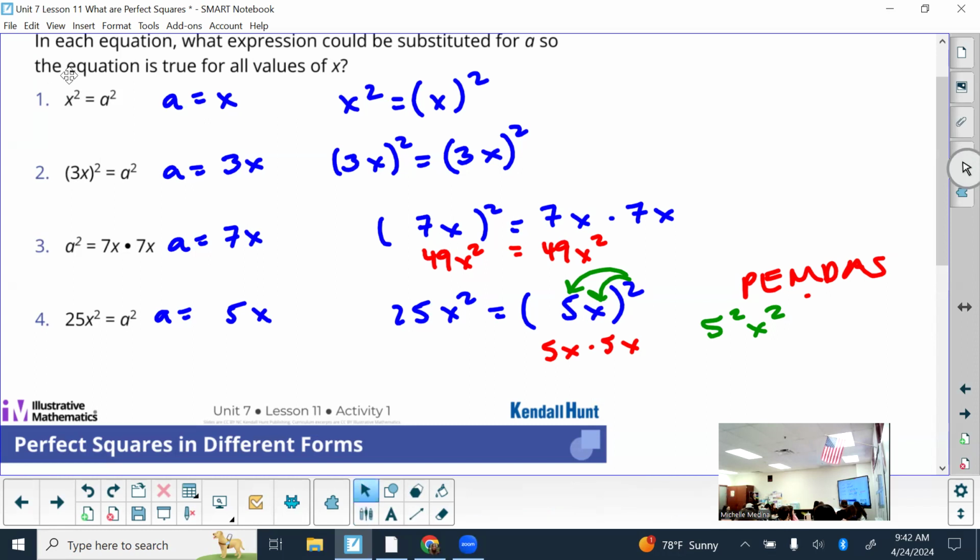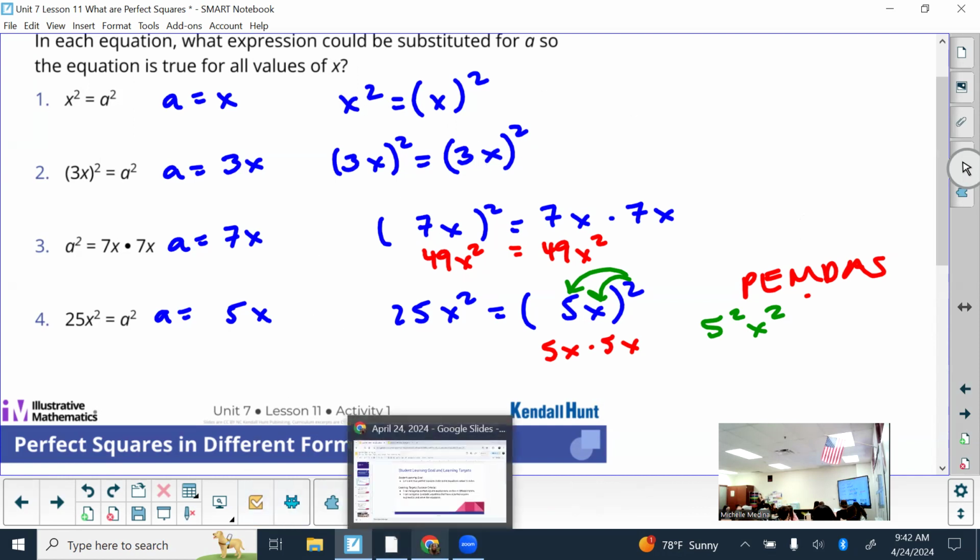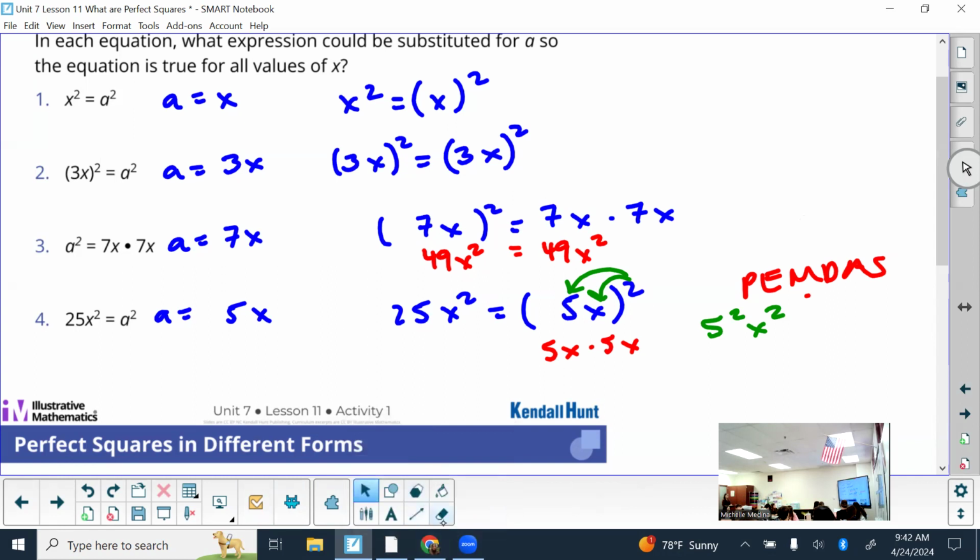All right, so anytime you square something, and it could be anything, it could be a variable, an expression, it could be just a number, then we refer to that as a perfect square. And that's the title of today's lesson, lesson 11, what are perfect squares?